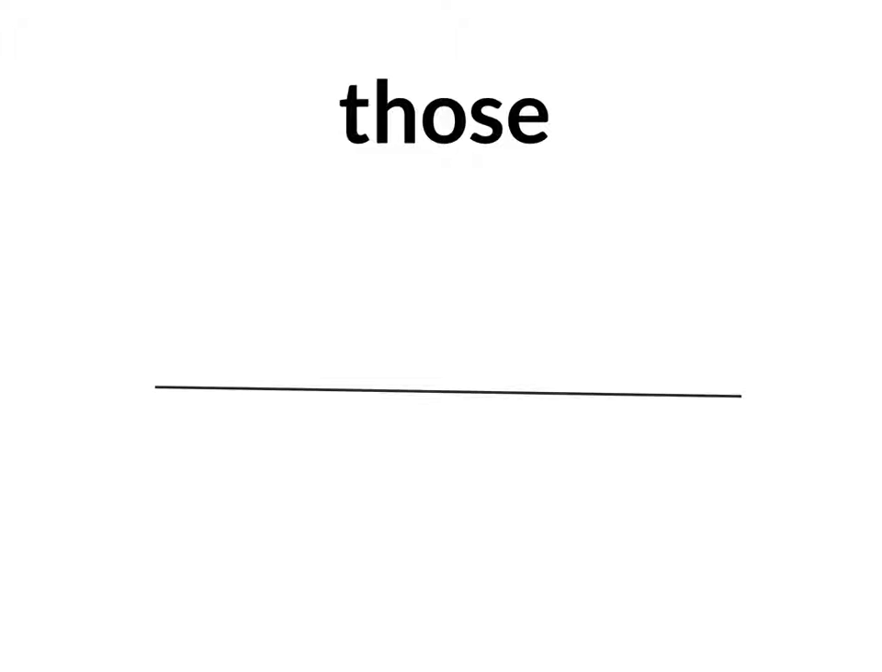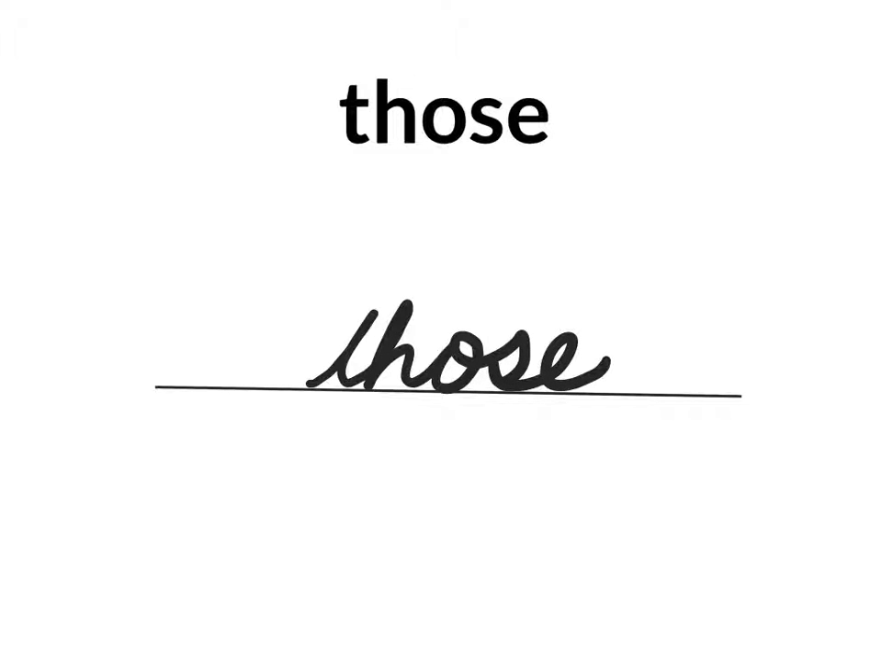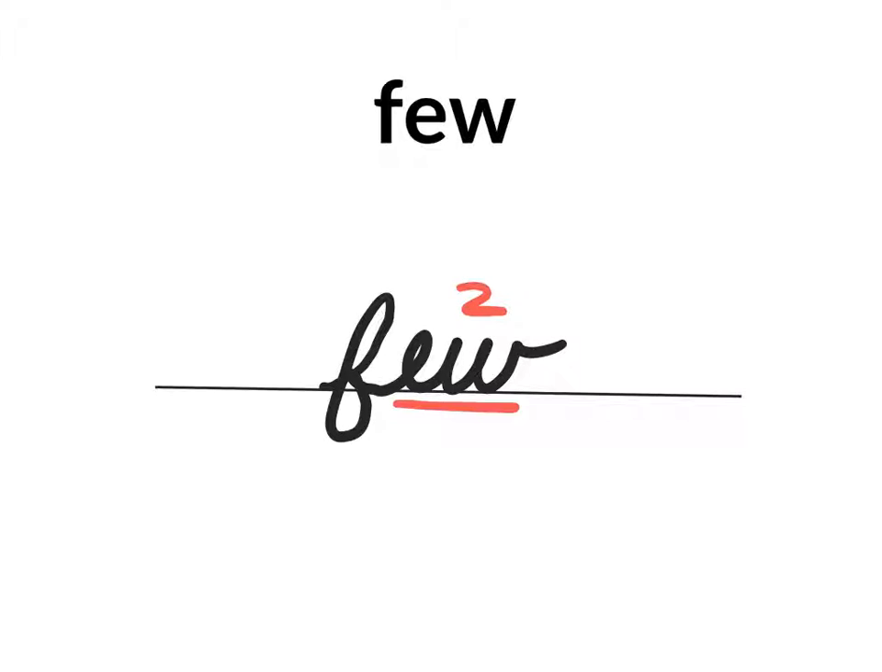Those. We think to spell th, o, z. Because the th is the second sound, we write a 2. O says O because of the E, and because the S says Z, we put a 2. Few. We think to spell f, u. Since U is the second sound, we put a 2 over the u.